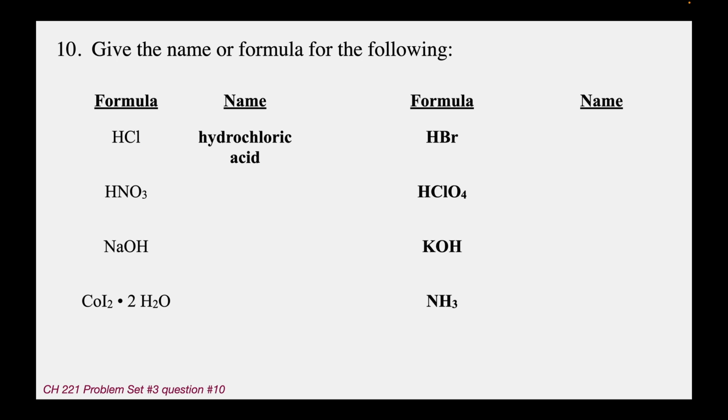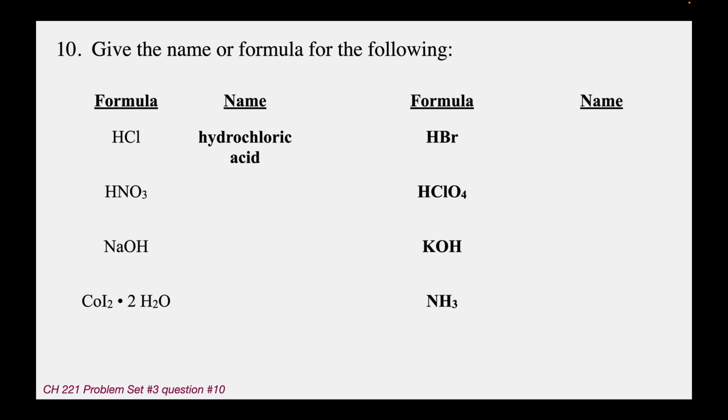No oxygens, so that means hydro. It's chlor because of the chlorine. Hydrochloric acid is HCl, and it's a very common acid that we'll use in lab and stuff like that. The next one is also an acid. The H is listed first.